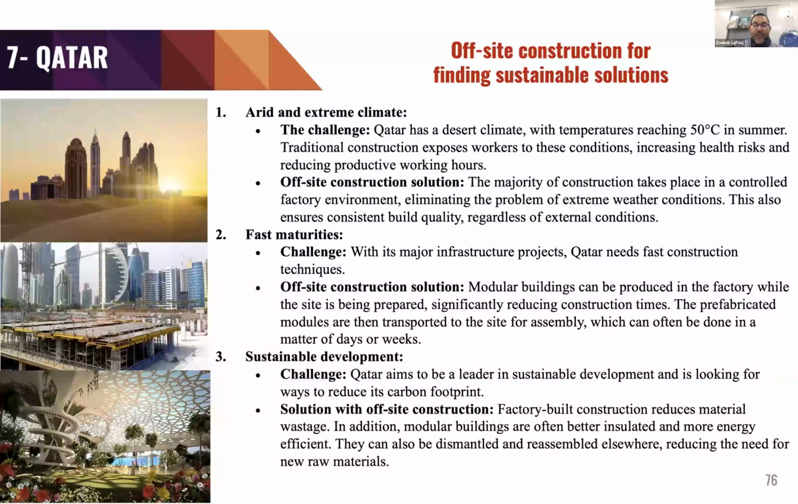For the sustainable development challenge, Qatar aims to be a leader in sustainable development and is looking for ways to reduce its carbon footprint. Solution with off-site construction: factory-built construction reduces material wastage. In addition, modular buildings are often better insulated and more energy efficient. They can also be dismantled and reassembled elsewhere, reducing the need for new raw materials. And even the sand of the Sahara can be used for 3D printing, as I am working on that. We are working with many colleagues on how to use the sand of the Sahara in 3D printing materials and models.